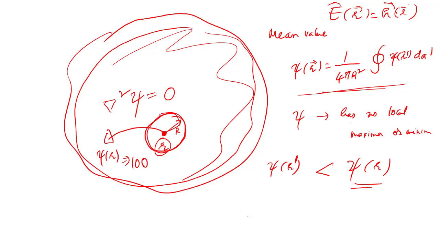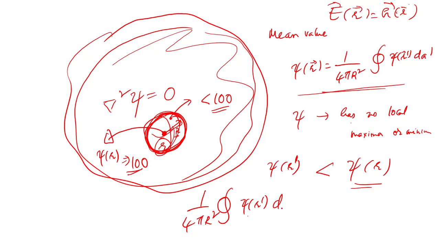So then within its near vicinity on the surface of the sphere within the volume R, at any point, the value should be less than 100. That's the definition of a local maximum. So on the sphere, anywhere, the value should be less than 100. So if you do 1 by 4 pi r square integral psi of r prime dr prime, this will be less than psi of r.